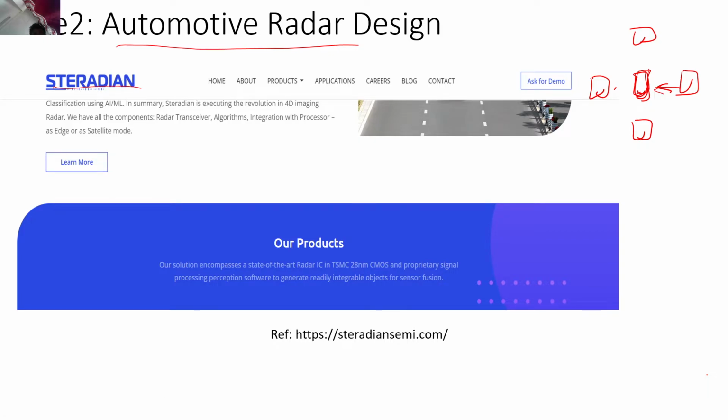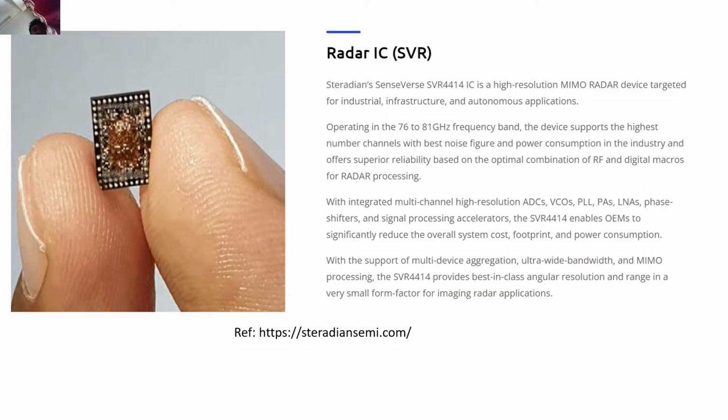Now coming over here, it says our solution encompasses a state-of-the-art radar in TSMC 28 nanometer CMOS. And now, why 28 nanometer CMOS? You will be able to see this is the radar IC that the person is holding in the hand. This is operating in the 76 to 81 gigahertz frequency band. So this is a very high frequency even as compared to your 5G frequency. The 5G frequency was around 24 gigahertz, right? This is almost more than triple of that.